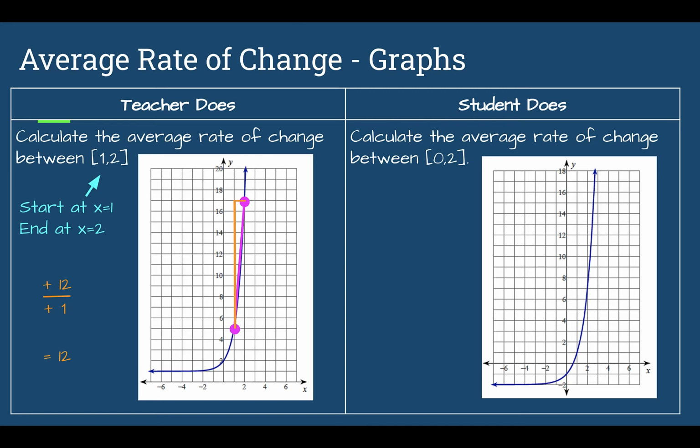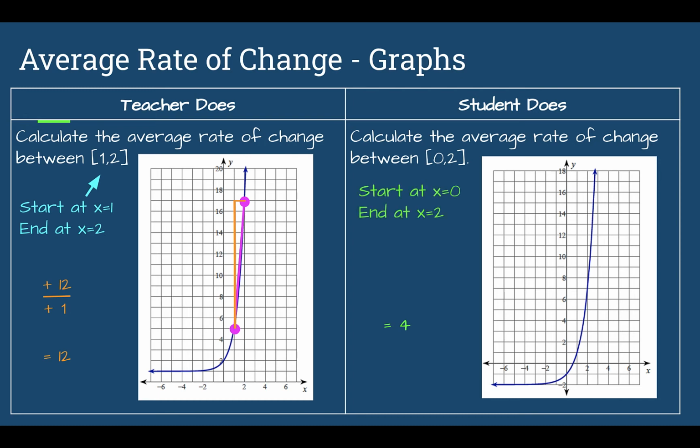Now it's your turn. Pause the video. Calculate the average rate of change between 0 and 2. Let's check. You should have found the average rate of change is 4. Here's how we get that.